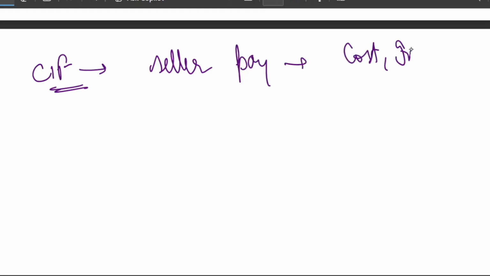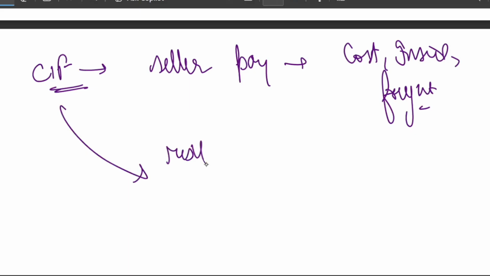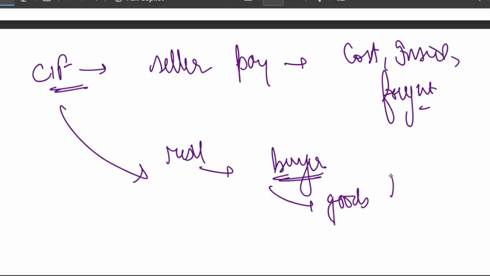CIF. So what happens, in the case of CIF, the seller pays for cost, the seller pays for insurance, and the seller pays for freight. That's called CIF. But the risk is transferred to the buyer. The risk will transfer to the buyer once the goods are loaded on the ship at the port of origin.